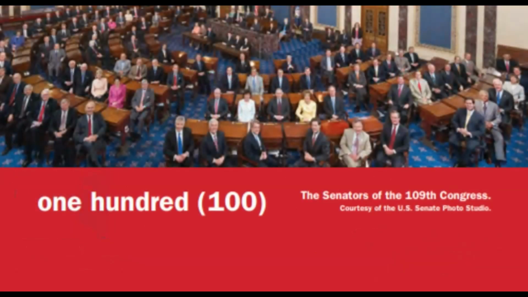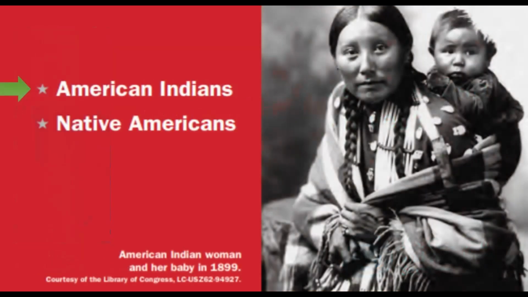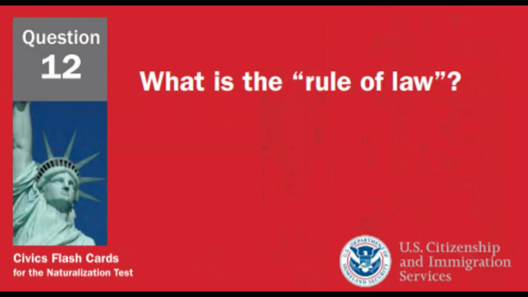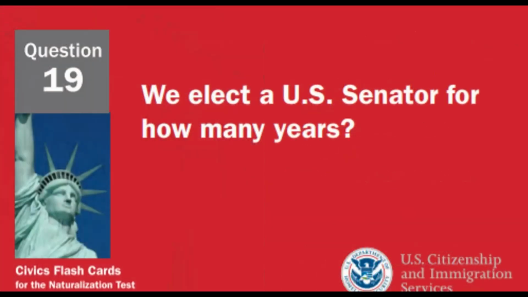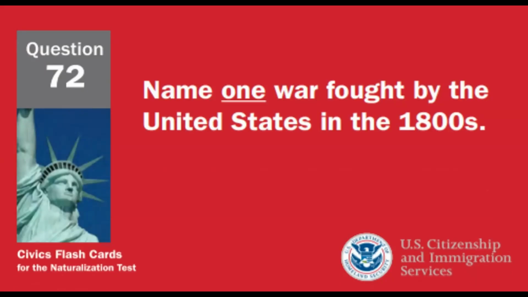100 senators. Who lived in America before the Europeans arrived? American Indians. What is the rule of law? Everyone must follow the law. We elect a U.S. Senator for how many years? 6 years. Name one war fought by the United States in the 1800s.